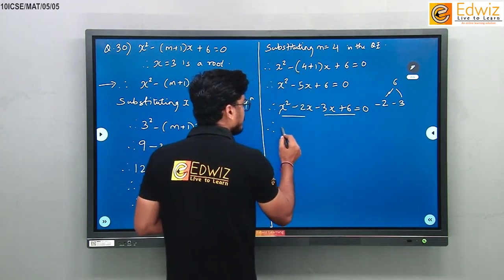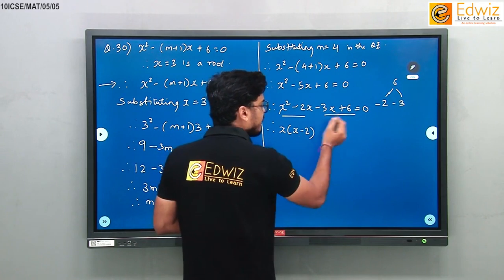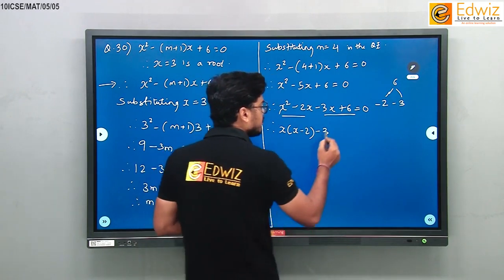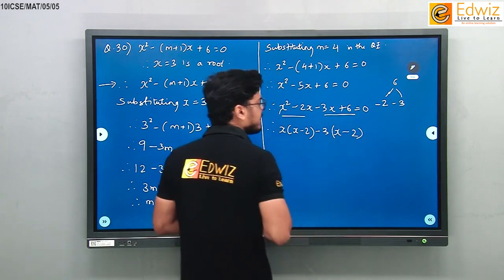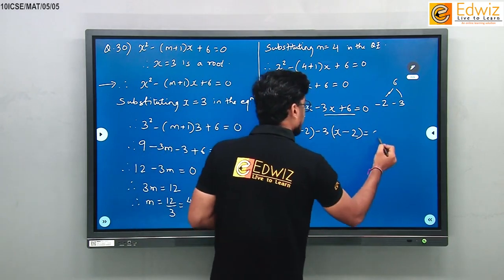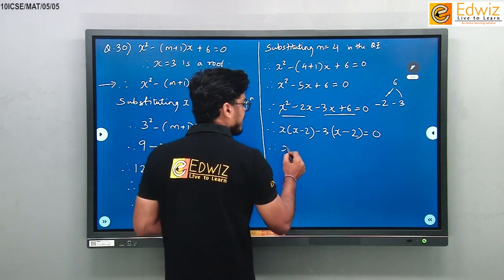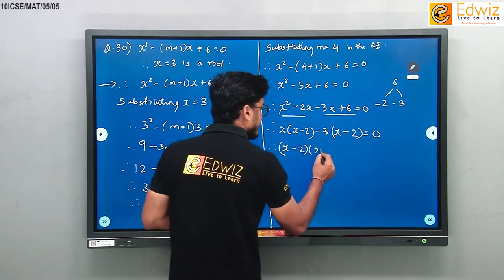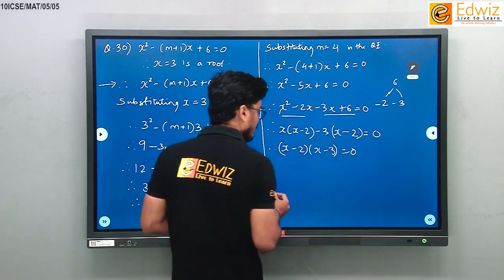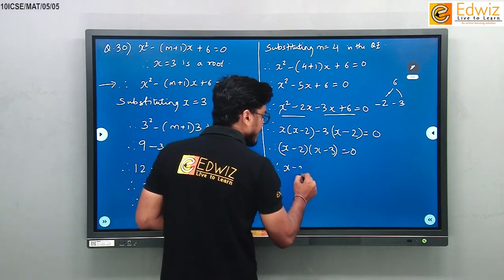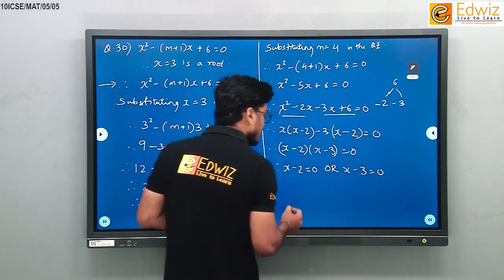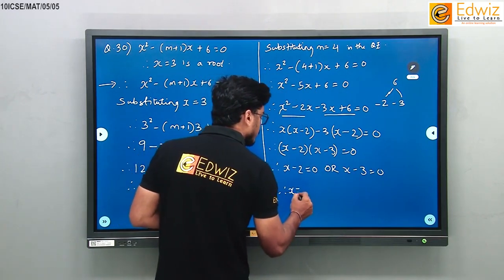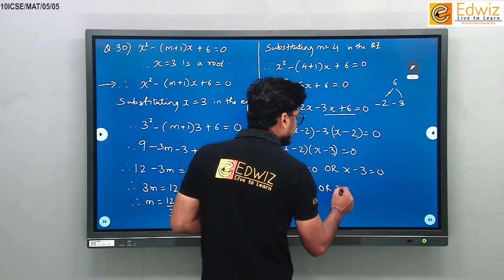Take x common from here, you will get x minus 2. If I take minus 3 common from here, you will get again x minus 2 because the sign will change if I am taking a negative number common, equal to 0. Take x minus 2 common and x minus 3 equal to 0. So this means either x minus 2 is equal to 0 or x minus 3 equals 0. So x is equal to 2 or x equals 3.